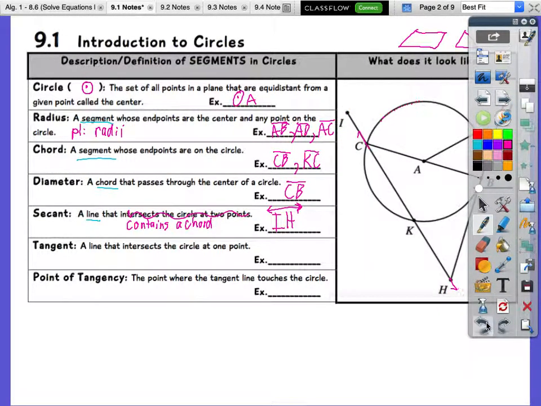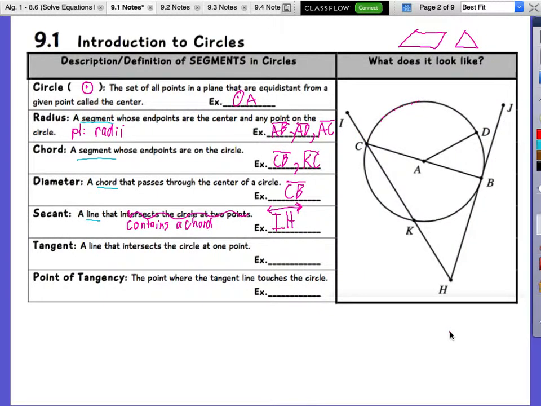Are we going to get into stuff like that later? No, we're not doing anything in a circle. Okay.